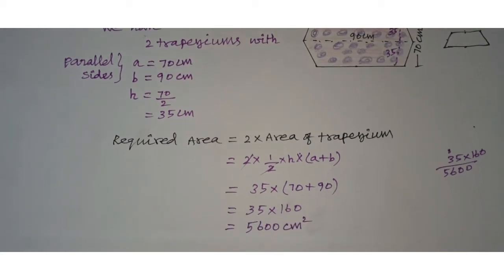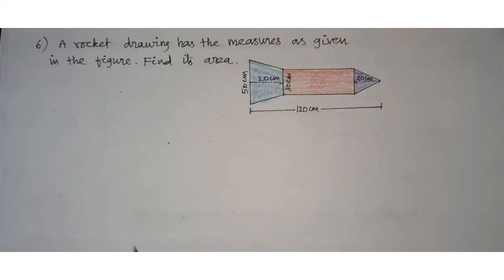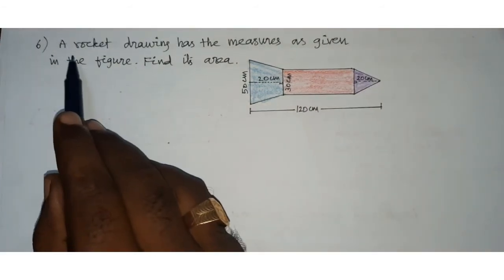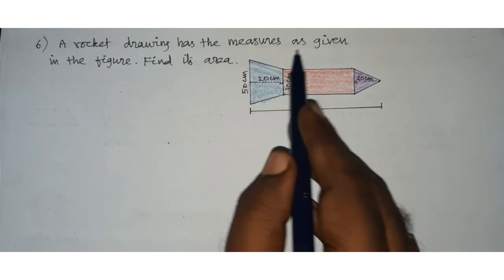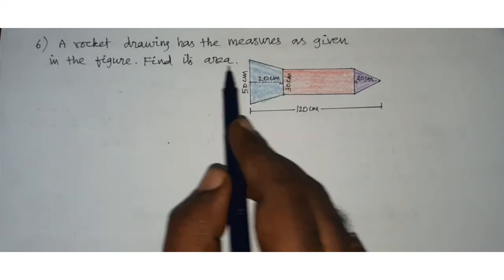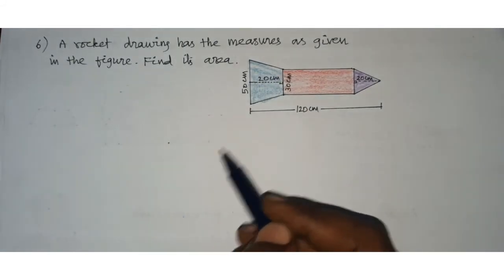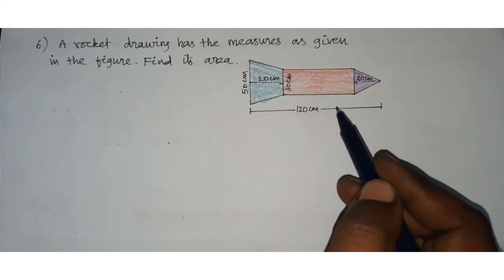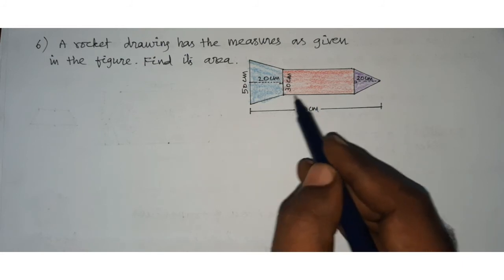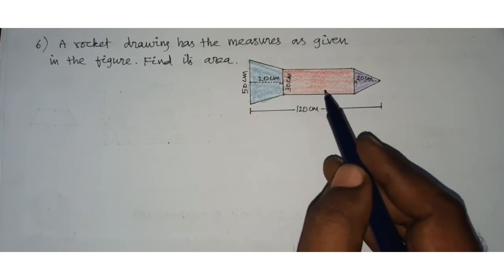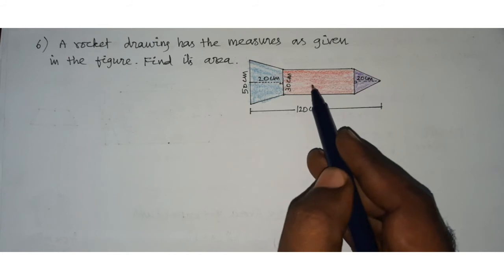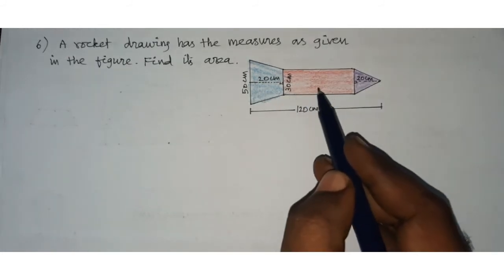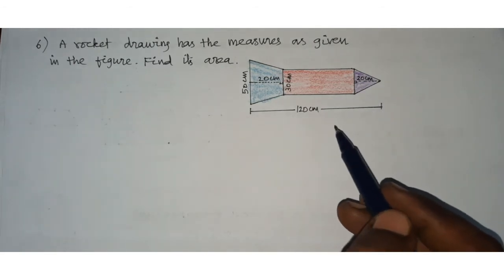Finally, we got the required answer. Now, question number 6. A rocket is drawn with the measures as given in the figure. Find its area. Here they have given one rocket diagram and also the measurements. So, what are the combinations of the shapes? Triangle, rectangle, trapezium. We have to find the area of each and add them finally.